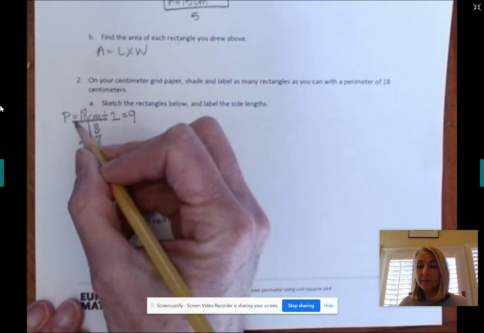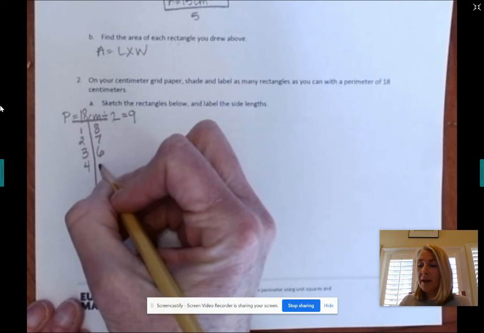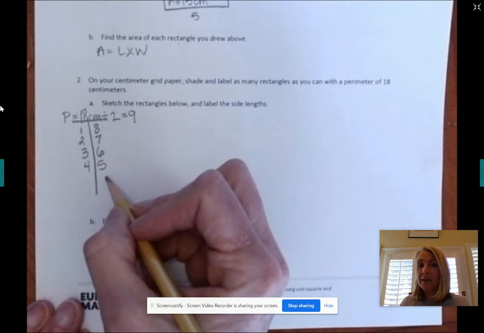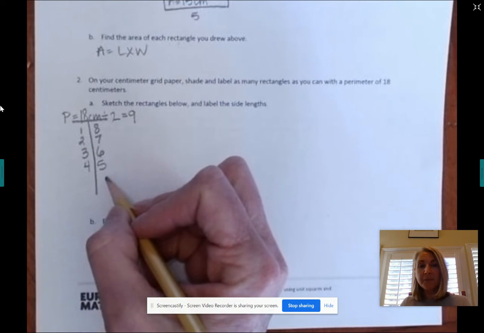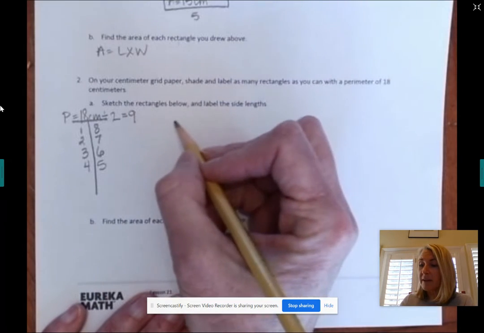Do you see the pattern? We're counting up and counting backwards. 4 plus 5 equals 9. And then I would hit 5 plus 4, which is my flip. So I'm finished. So I have 4 rectangles to draw here as well.